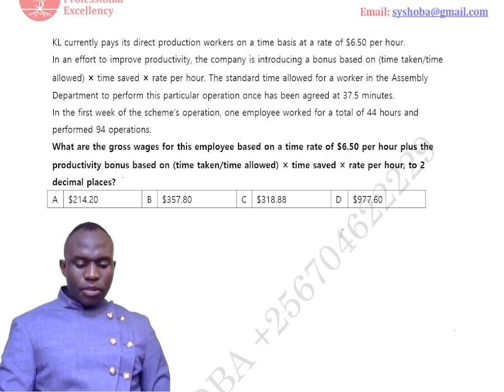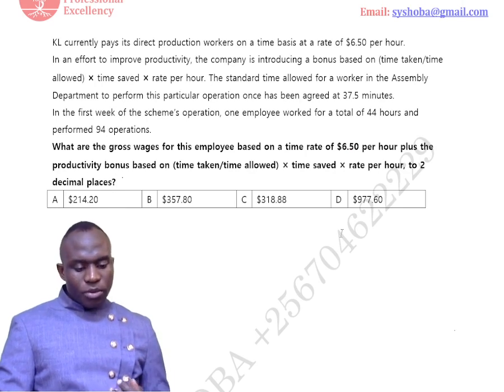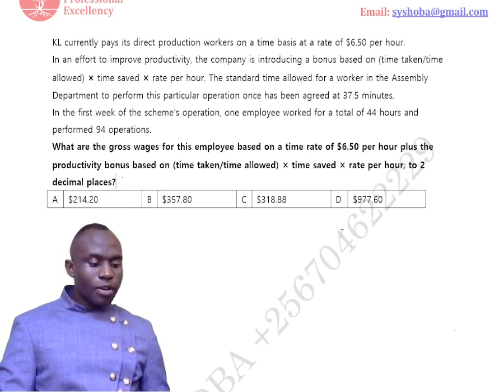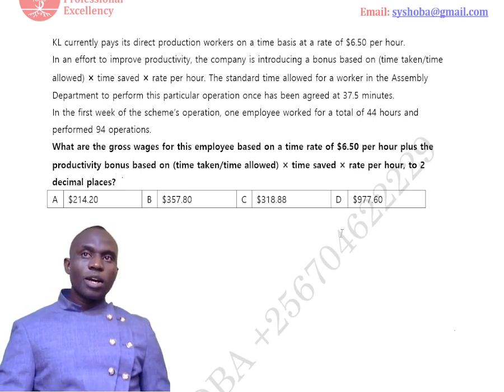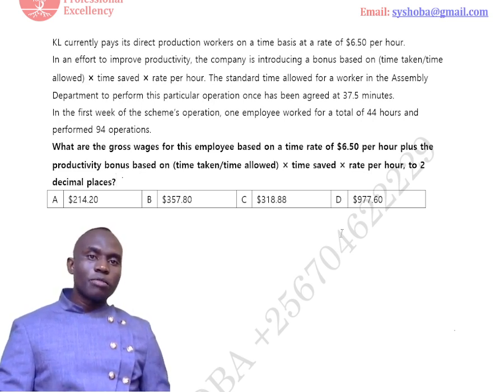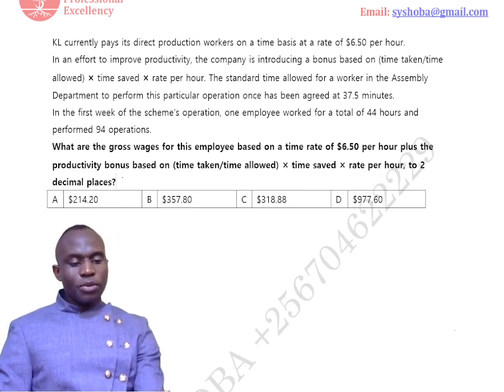Next question, they want us to calculate gross wages for the employee based on a time rate of $6.5 per hour plus the productivity bonus based on time taken divided by time allowed times time saved times time rate. Now I think you can see that you can't cram the calculation of bonus. All you need is how to calculate time saved. The rest, the question guides you.